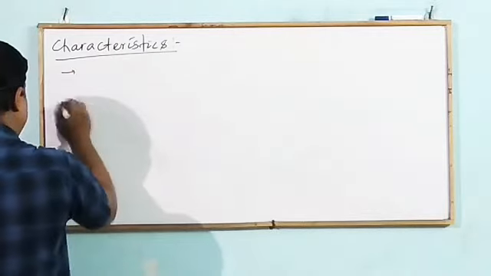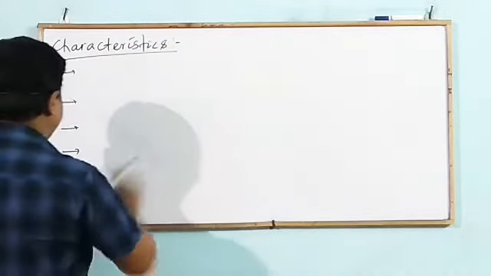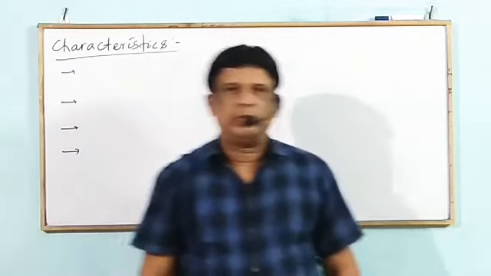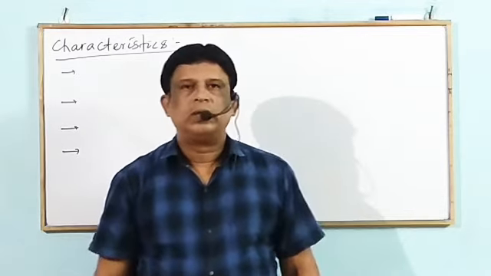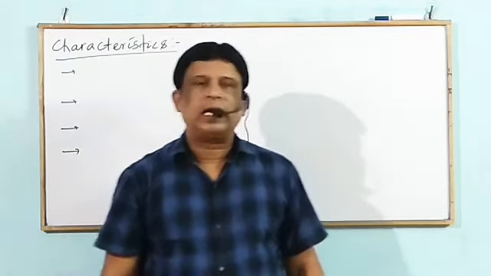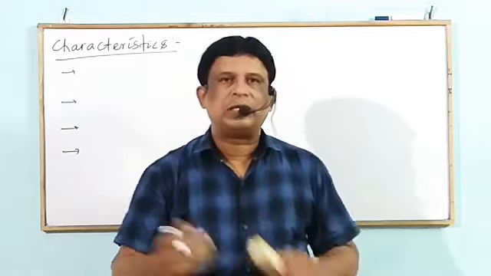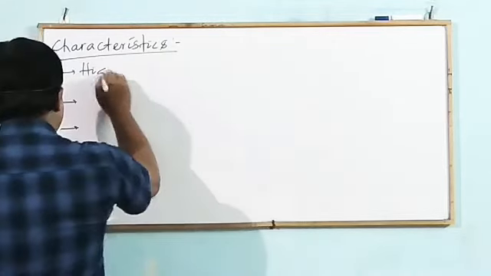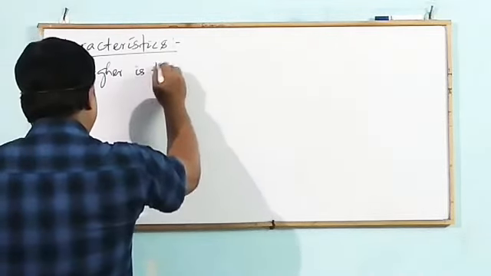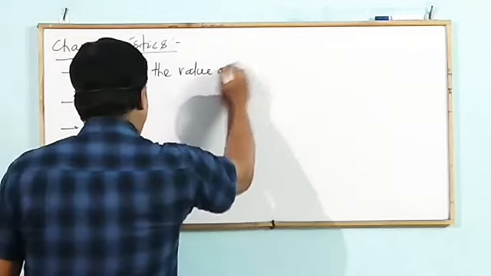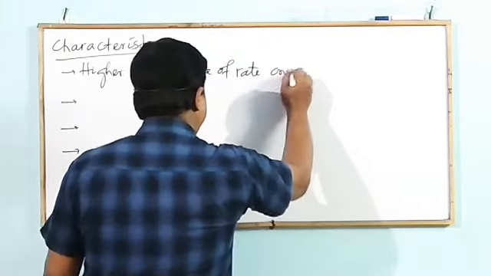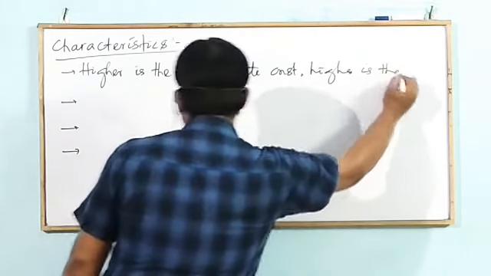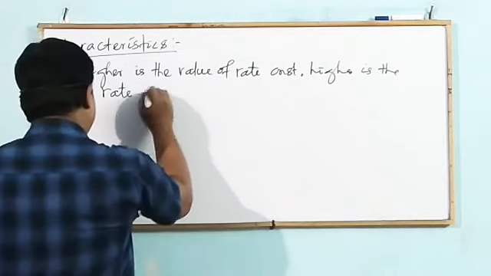Characteristics of rate constant. Two to three points are there. Point 1: it is the measure of the rate of reaction. The rate constant measures the rate of reaction. It indicates that the higher the value of the rate constant, the higher is the rate of reaction.